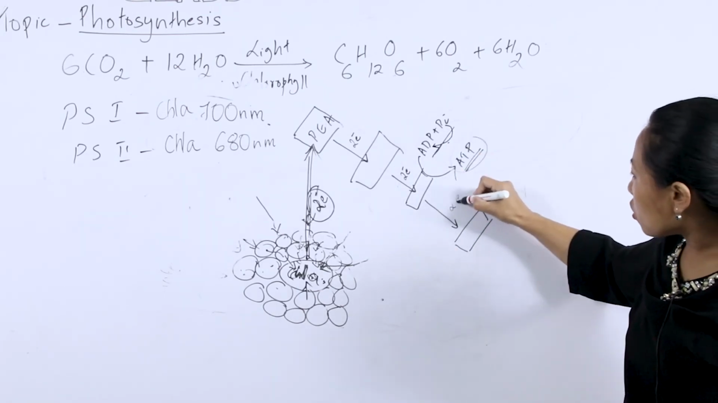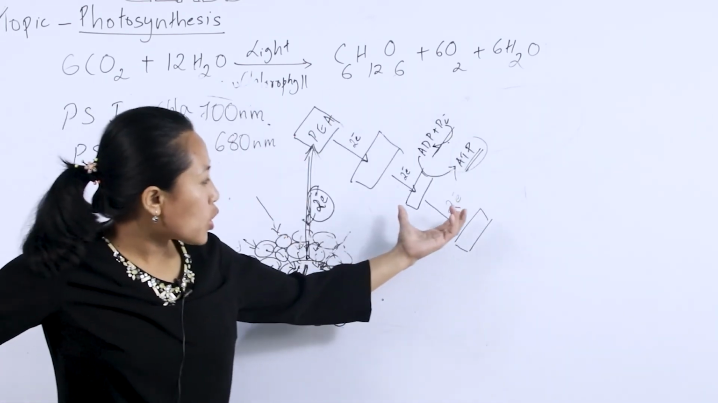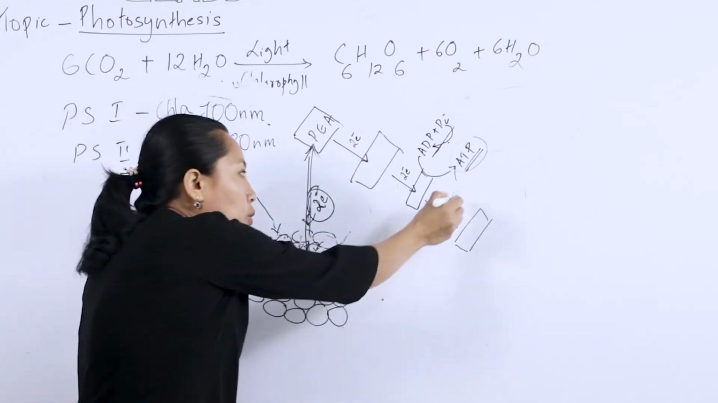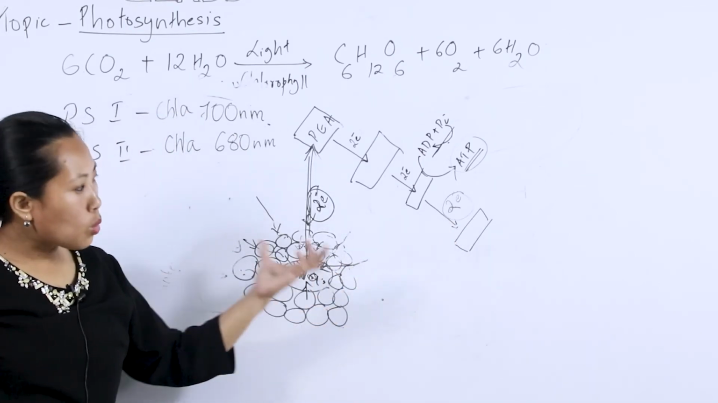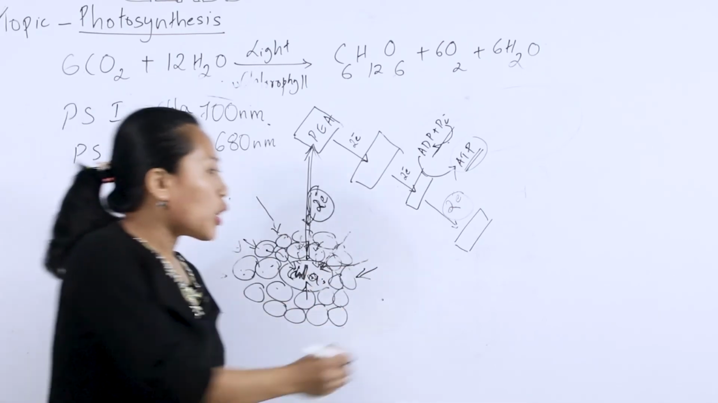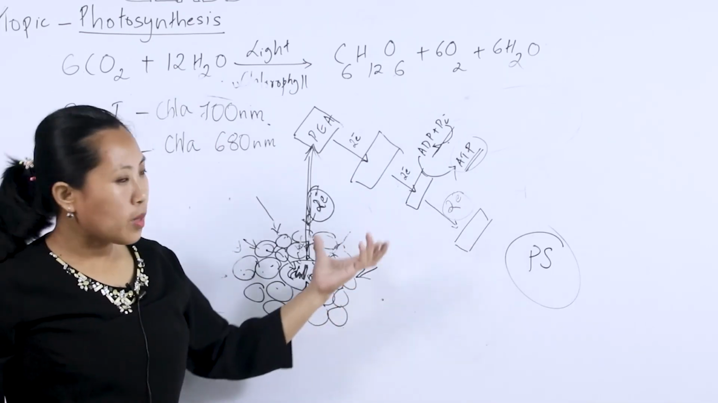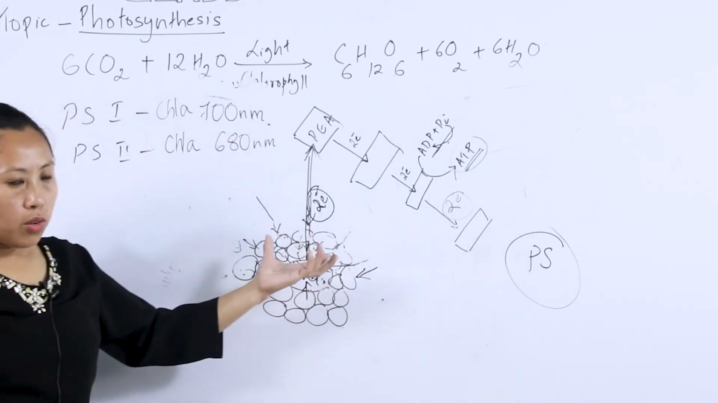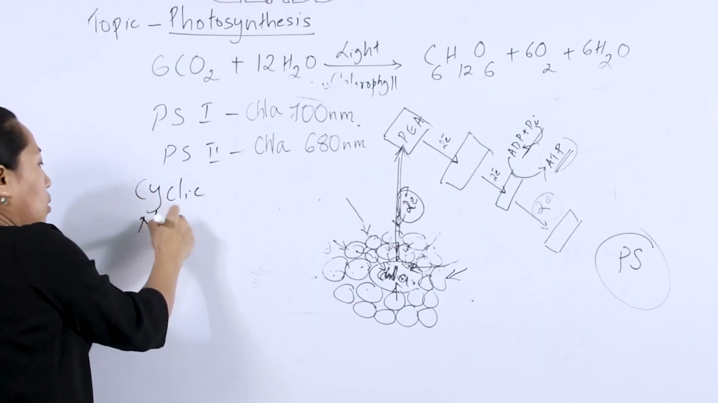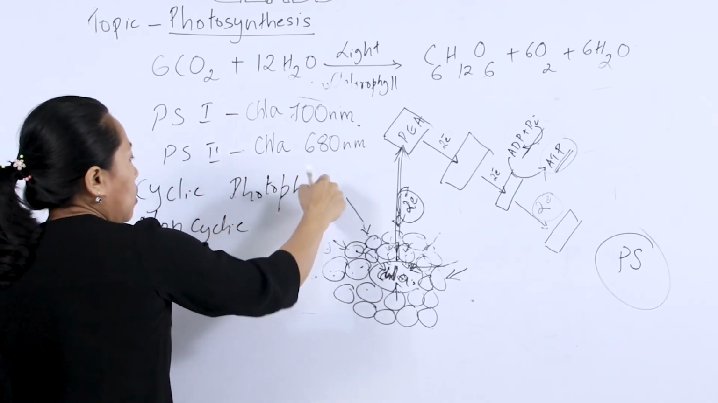And so the electron continues its journey. This electron is initially released by the reaction center. Depending upon whether this electron will come back again to the reaction center, or it will be received by another photosystem, there are two types of photophosphorylation: cyclic and non-cyclic photophosphorylation.